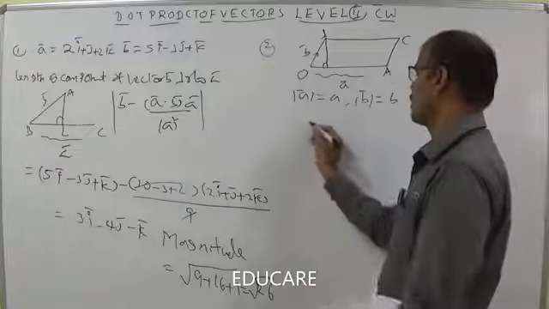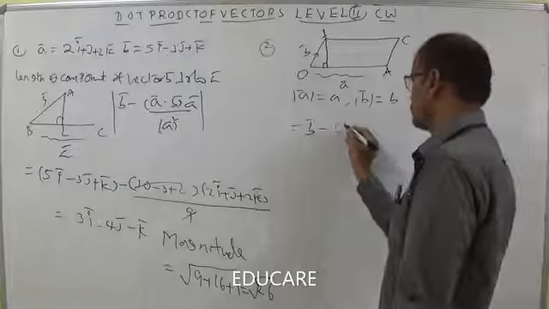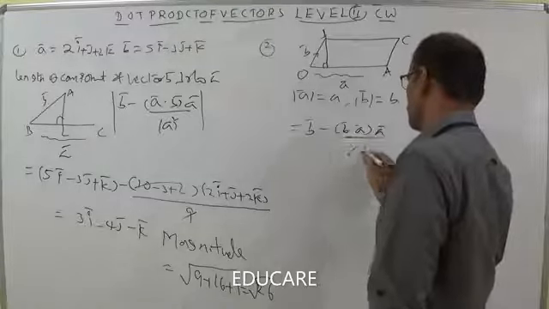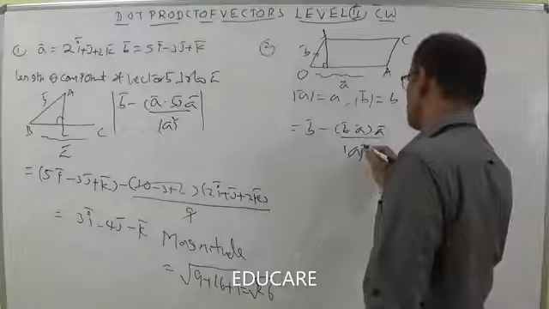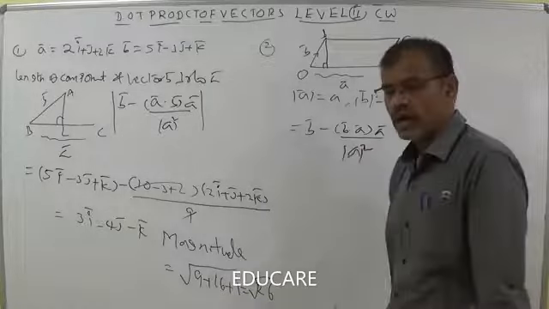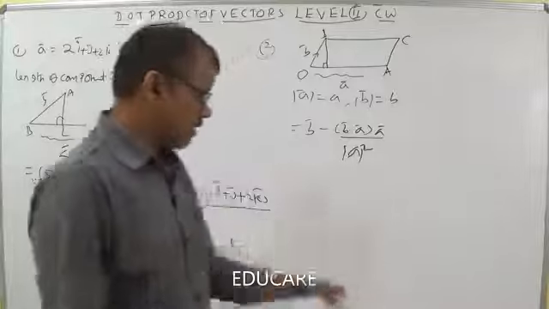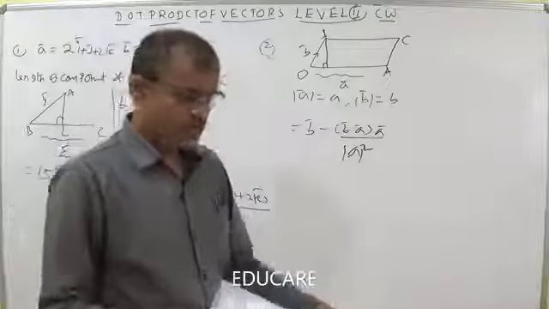So the same formula I said previously, proof also: B bar minus B bar dot A bar into A bar by modulus of A bar square. If he asks for magnitude, then you can put mod, otherwise no need. Simply it is a vector. Next, third question.